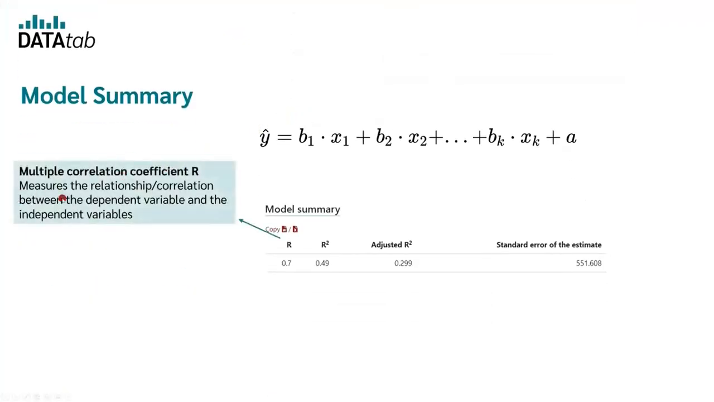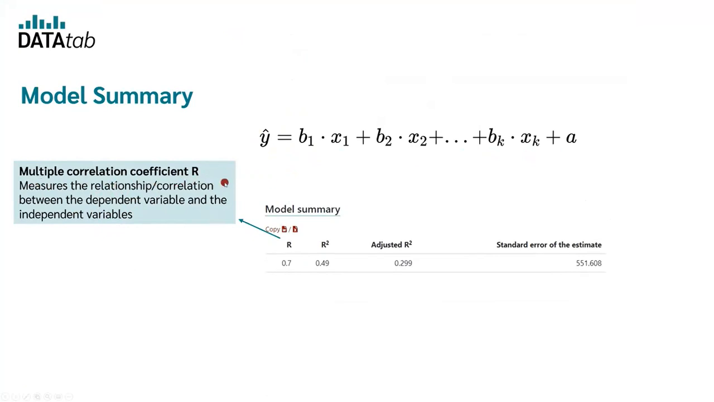The multiple correlation coefficient R measures the correlation between the dependent variable and the combination of the independent variables. What does that mean? Here we see the equation for linear regression. Our statistics program, like DATAtab, calculates the regression coefficients. Now you can sum up all the values, and with the summed values you can calculate the correlation with the dependent variable. This correlation is the multiple correlation coefficient R.